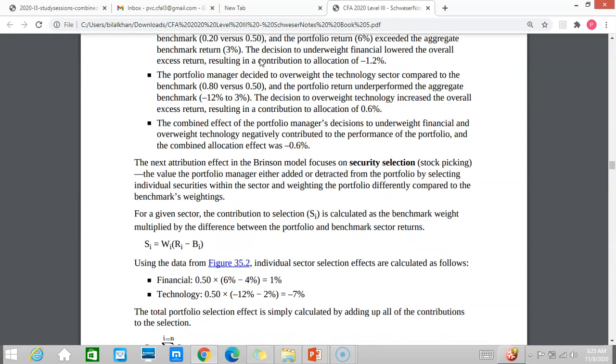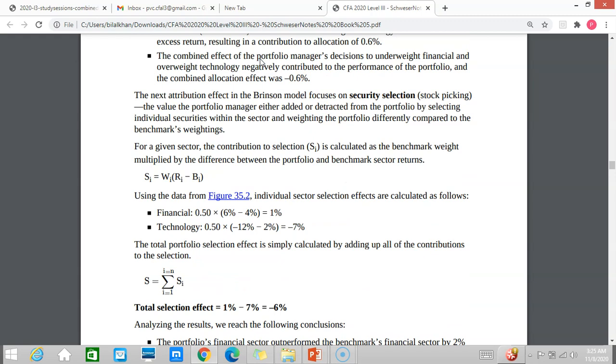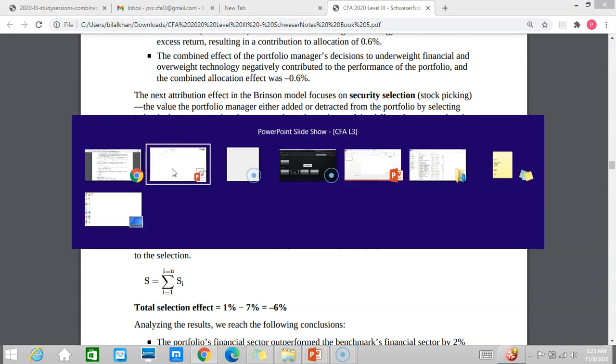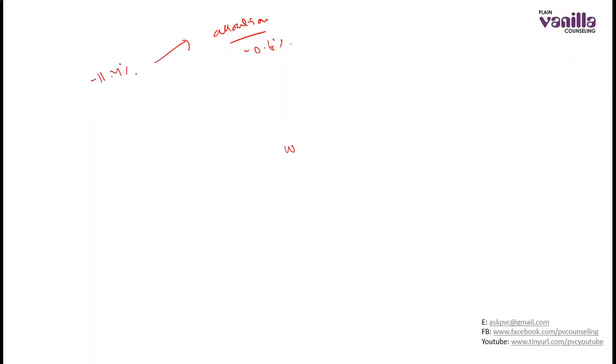Now moving on, what is the remaining impact? The remaining impact would be security selection, which is your stock picking. How do you calculate its impact? Its impact is calculated by taking return on your portfolio minus benchmark return multiplied by weight of benchmark. So previously what did you do? You did weight on your portfolio minus weight on benchmark multiplied by benchmark return. This is your allocation effect.